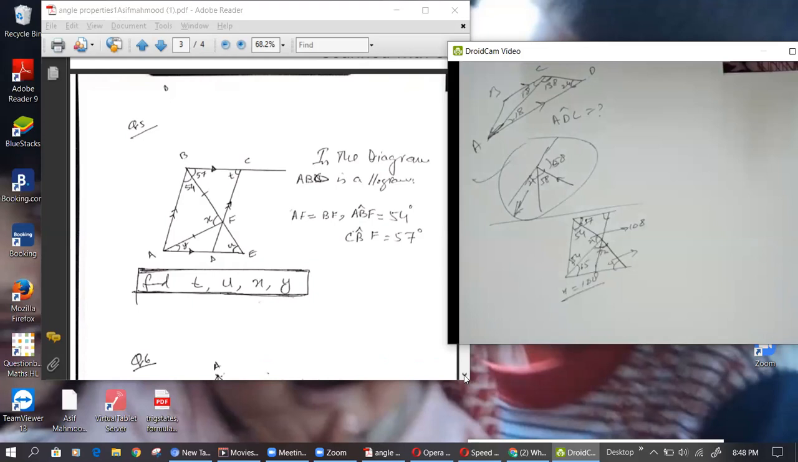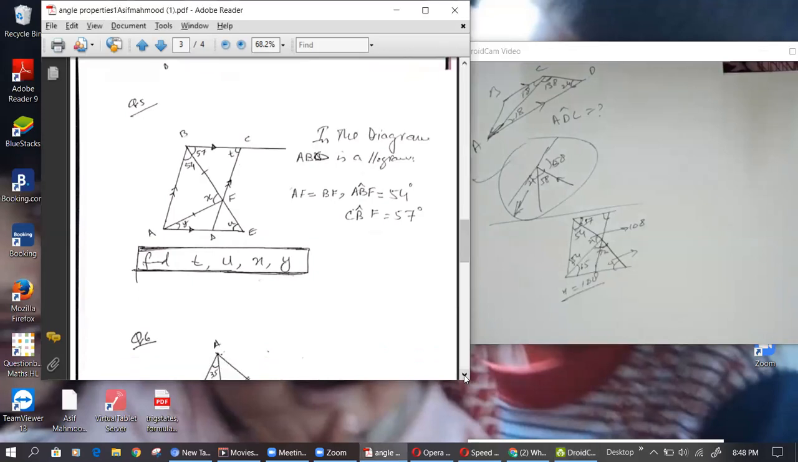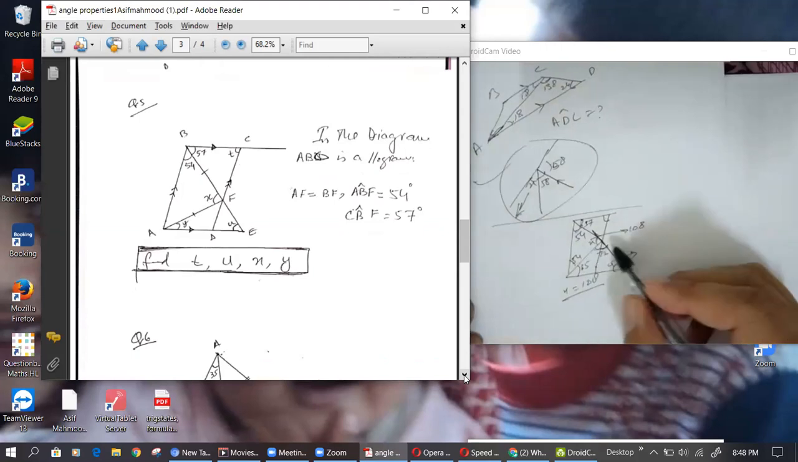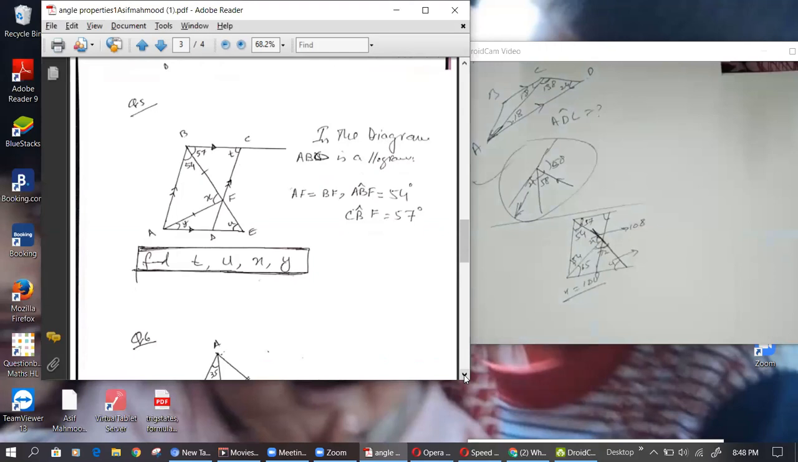Sir, where did 72 come from? 72 is this straight line. The straight line is always 180, so you will subtract this one. I'm taking the straight line, so this whole angle will come 72. Then you will lose this triangle. This is 72 and this is 15. Now only U is remaining. You will reach the easy position.